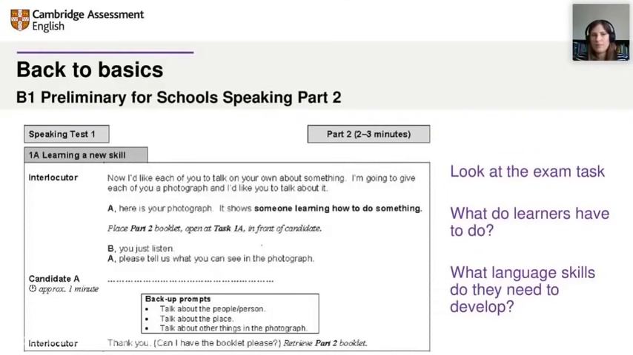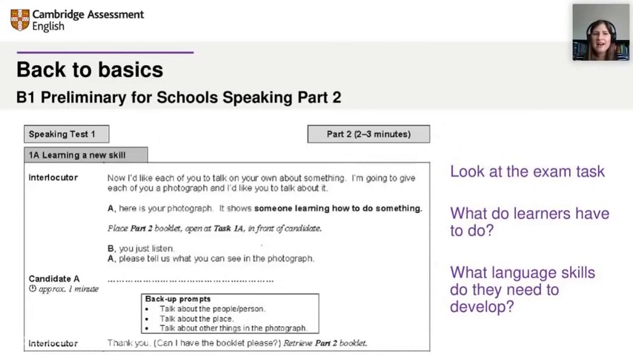So rather than starting from a point of, I'm teaching online, I need to change everything I do, let's start from the point of, I'm a teacher, I have students who are preparing for the B1 Preliminary for Schools exam, speaking. What do they need to do? What do I need to teach them?